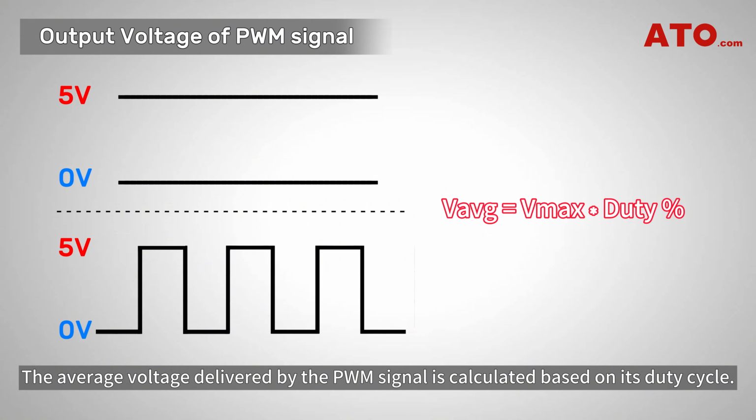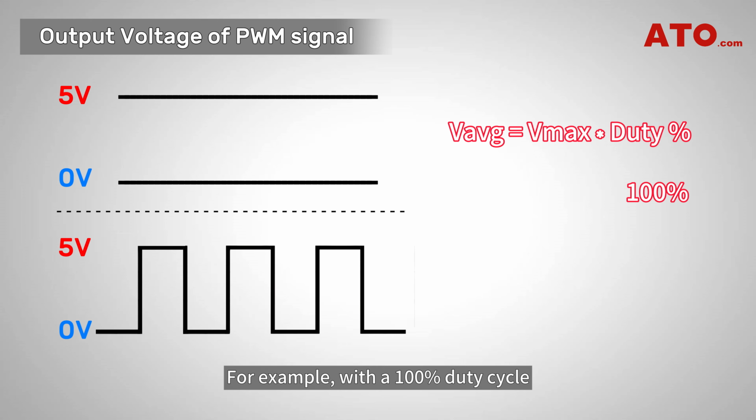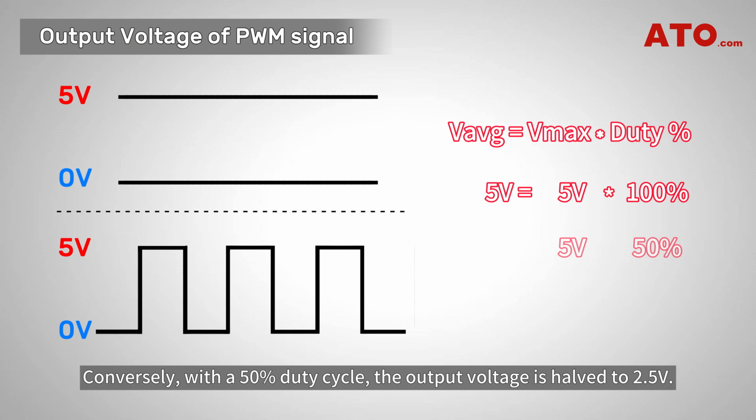The average voltage delivered by the PWM signal is calculated based on its duty cycle. For example, with a 100% duty cycle and an operational voltage of 5 volts, the output voltage remains at 5 volts. Conversely, with a 50% duty cycle, the output voltage is halved to 2.5 volts.